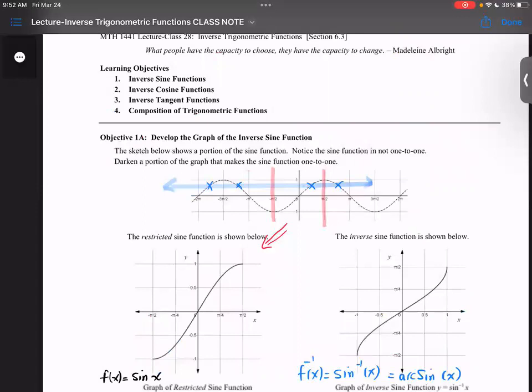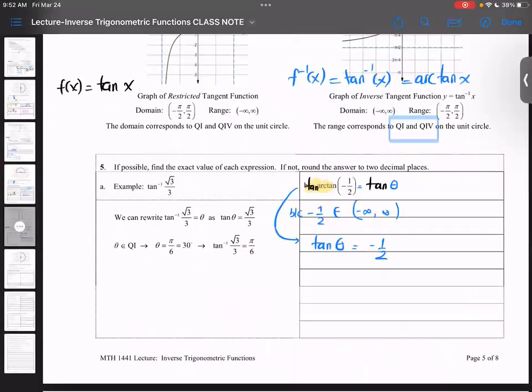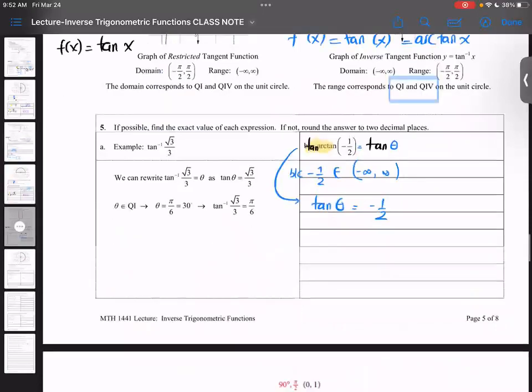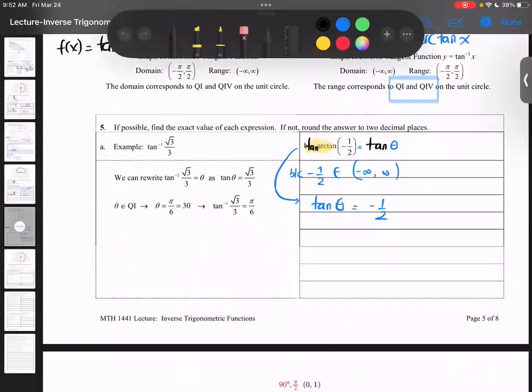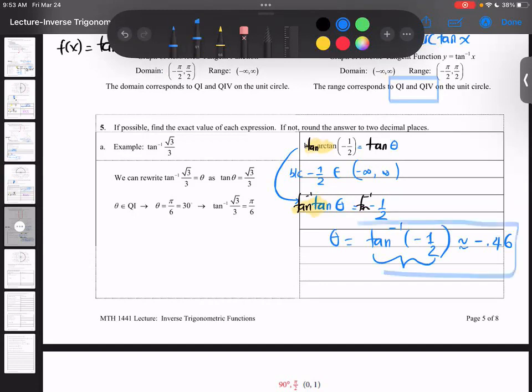Plug in your calculator tangent inverse of negative 1/2. Tangent both sides like that. I'm just repeating my step here. So theta equals tangent inverse, we just do the same thing. Plug this in your calculator. What did you have? Negative 0.5, to 2 decimal places, negative 0.46. So the first one is your exact answer, and the second one is your approximation.